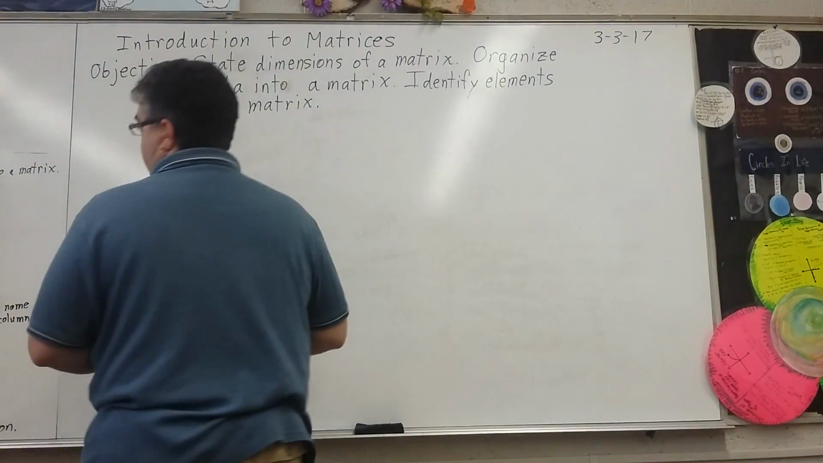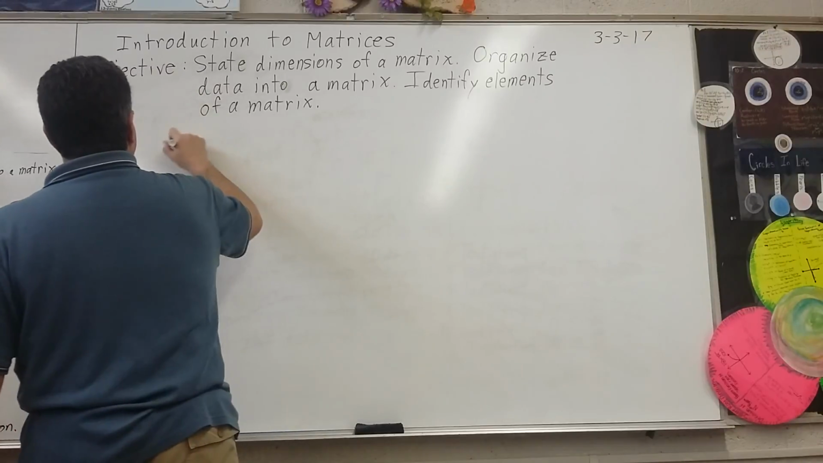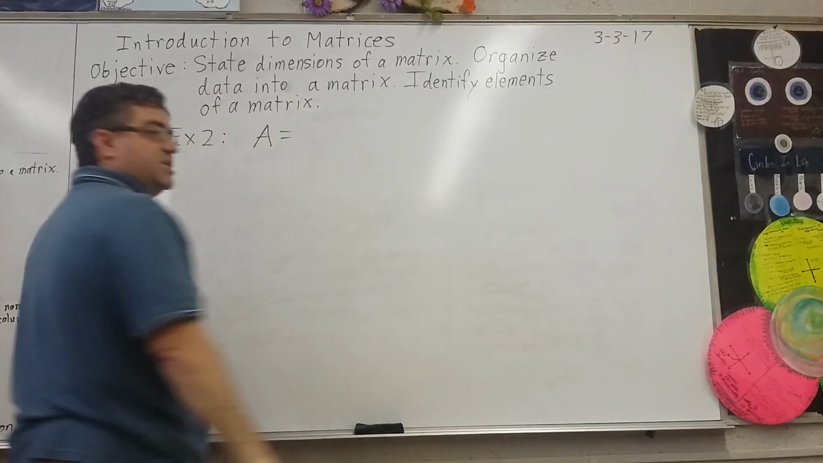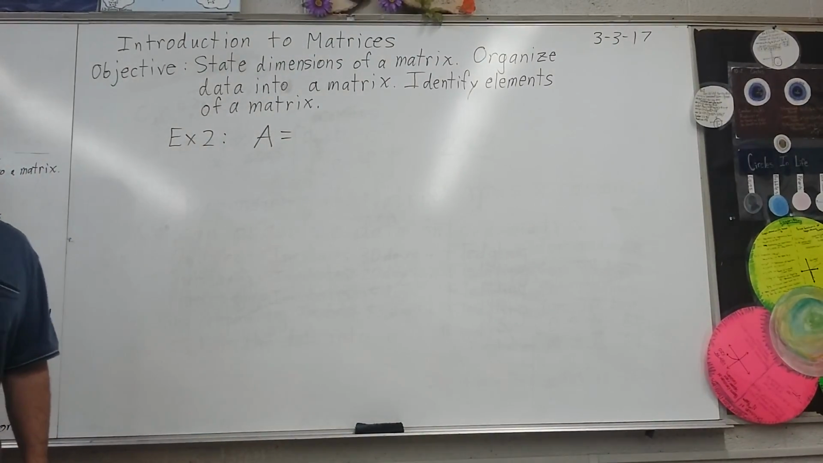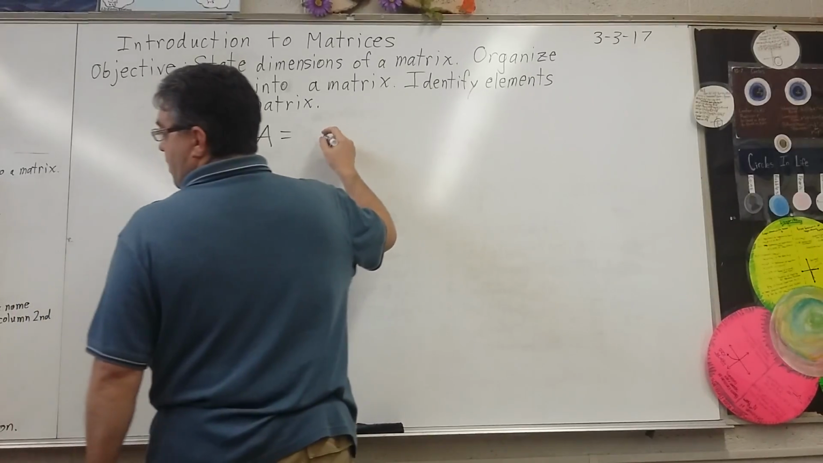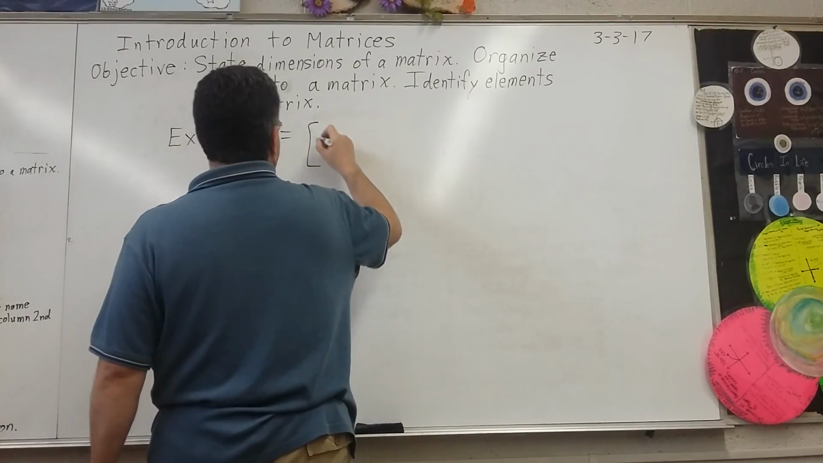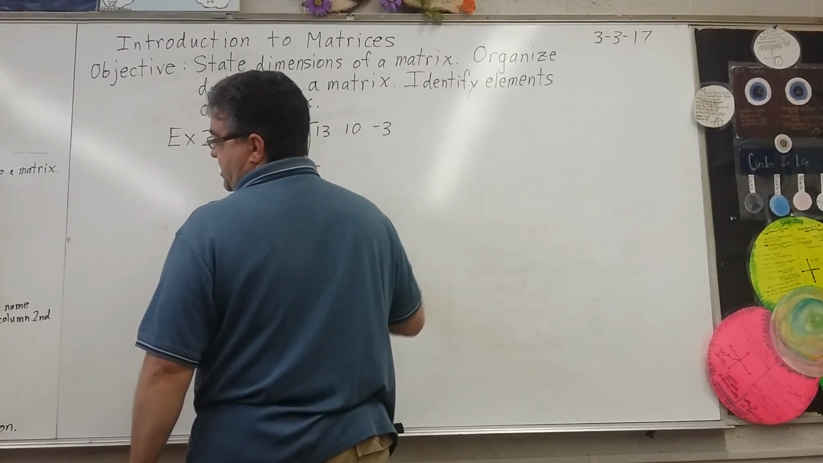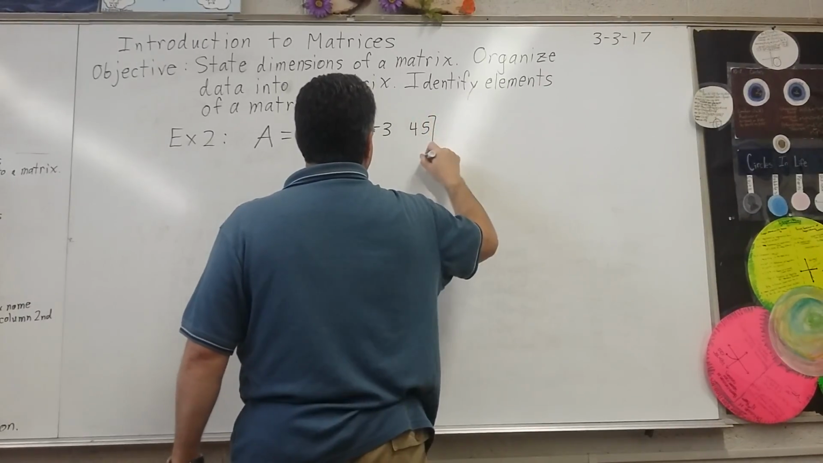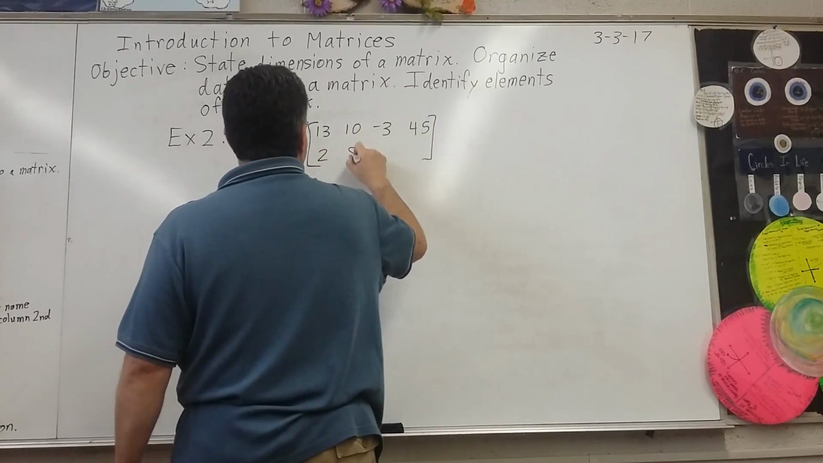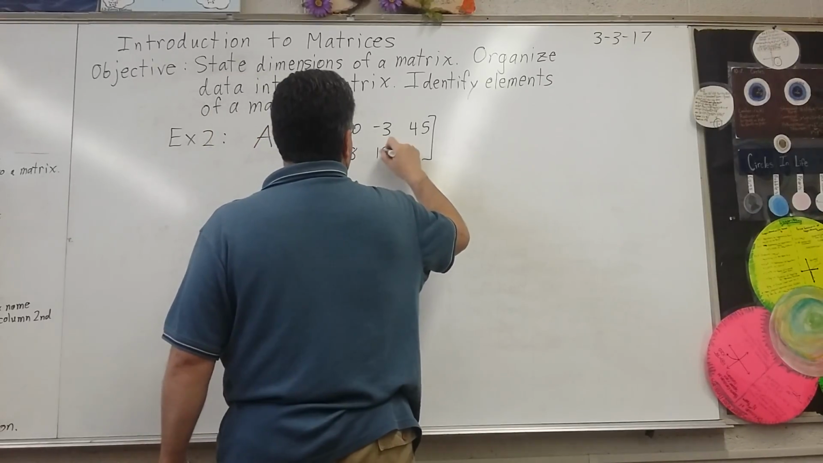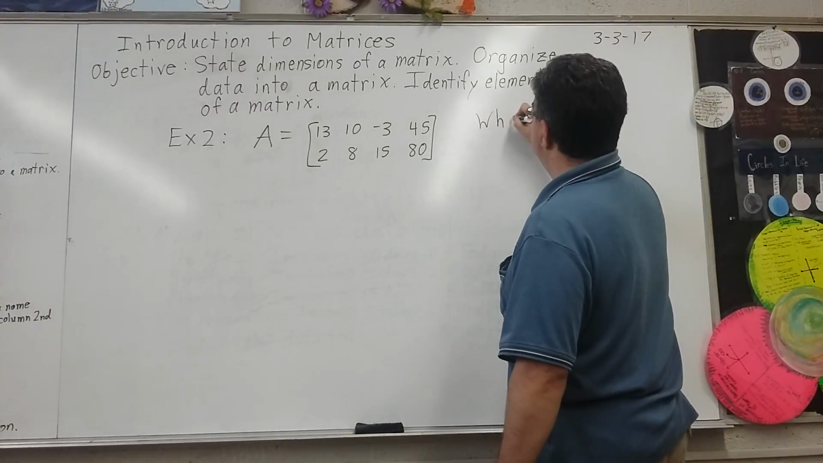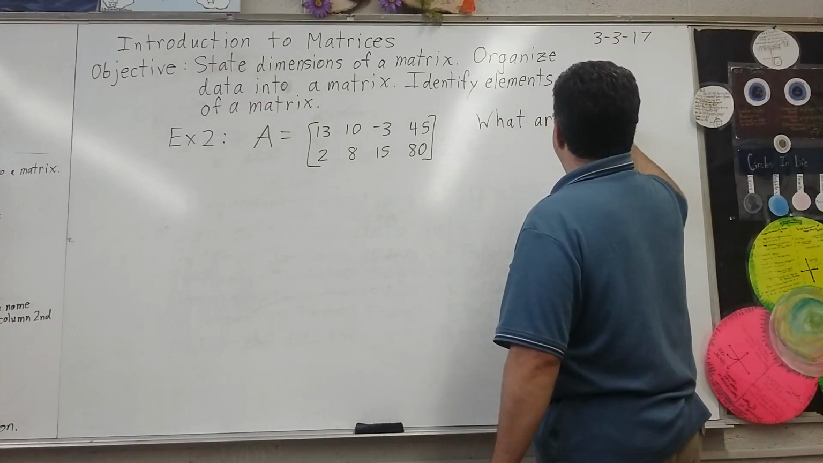Okay, excellent. All right, so now example 2. If I give you a matrix A, and matrices are usually given by capital letters, so matrix A will be the following matrix. The first row is 13, 10, negative 3, and 45. The second row will be 2, 8, 15, and 80. This is going to be an easy example because the only question is, what are the dimensions?